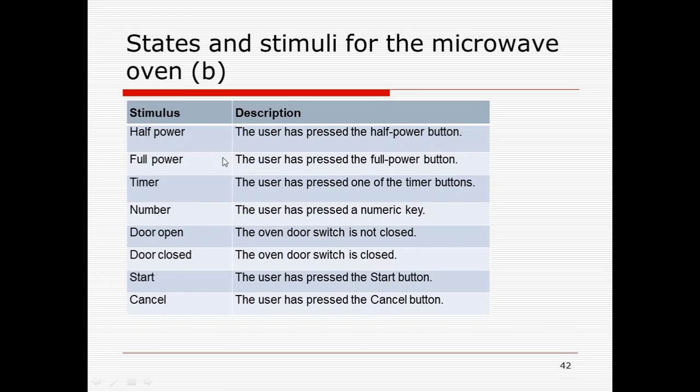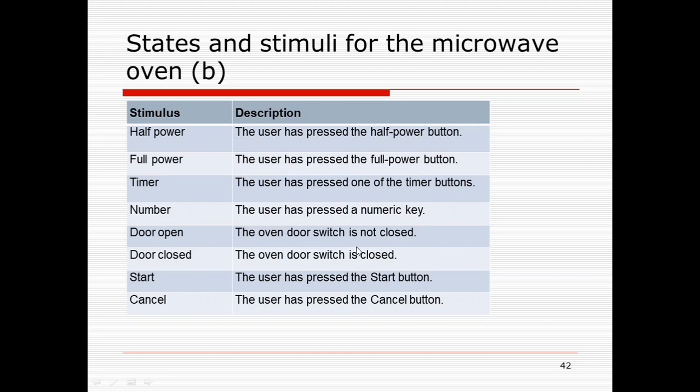That is, half power means the user has pressed the half power button. Full power means the user has pressed the full power button. Timer means the user has pressed one of the timer buttons. Number means the user has pressed a numeric key. Okay. Door open means the oven door is switched.